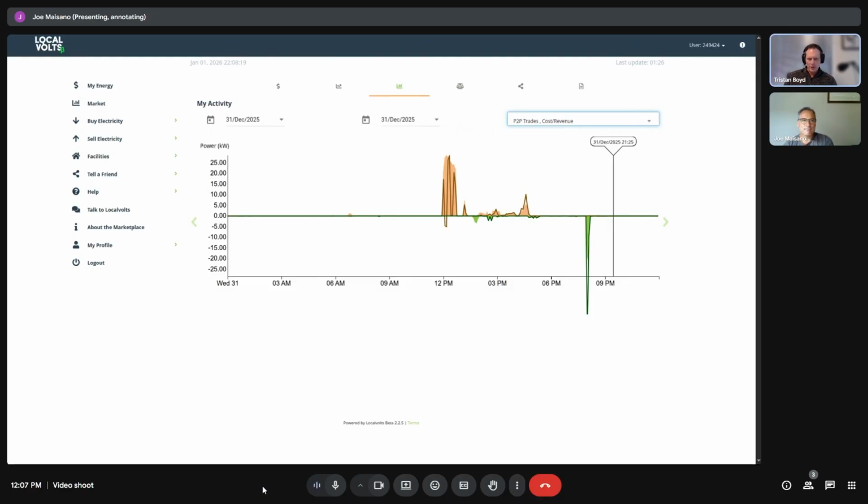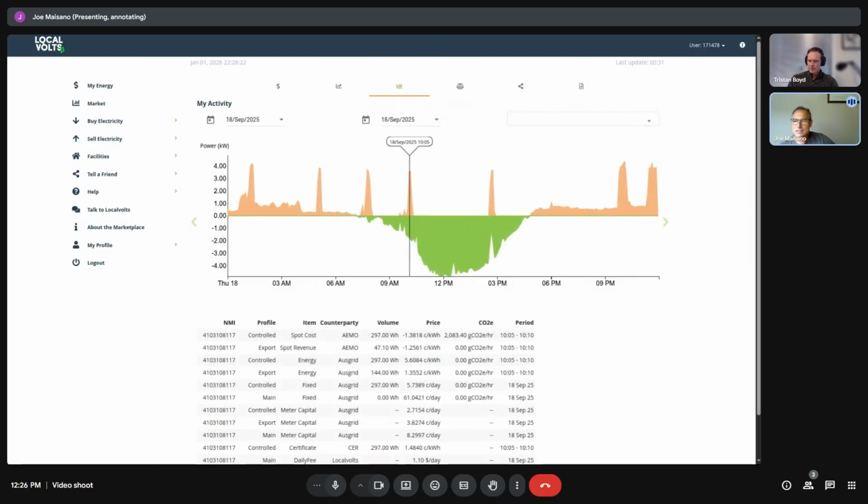This looks like a good screen where they could see where their solar's not performing optimally or not exporting at optimal times, and perhaps see the potential benefit of a battery. Okay, here's a great example of a solar-only customer.